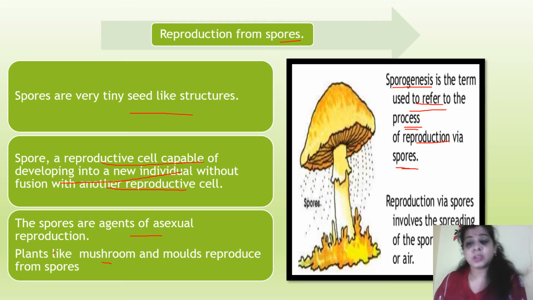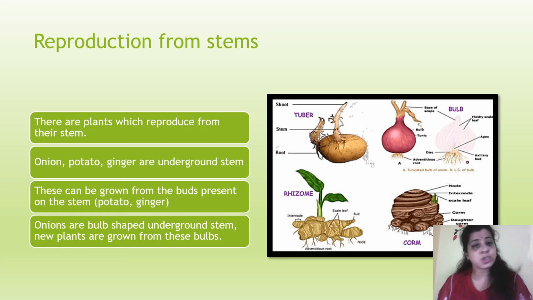The plants which reproduce with the help of spores are mushrooms and molds. What happens in sporogenesis? The spores are spread on the ground or near the parent plant, and new offspring are reproduced from the spores. Here also, the new offspring will be identical to the same plant from which the spores fell on the ground. The next one is reproduction from stems.